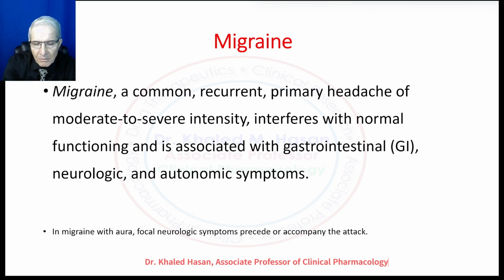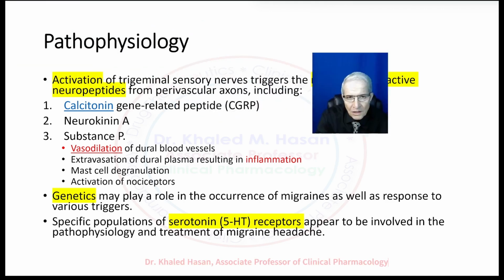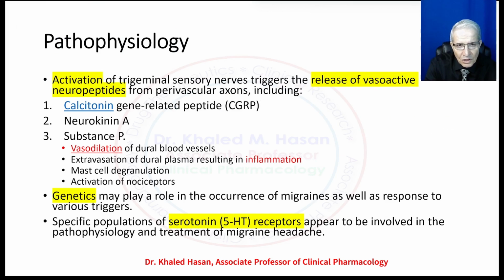Speaking about migraine, migraine is known as a common recurrent primary headache of moderate to severe intensity. Migraine may interfere with normal functioning and is associated with gastrointestinal symptoms, neurological symptoms, or autonomic nervous system symptoms. In our session, we are going to focus on the pathophysiology and then the best approach for patients who suffer from migraine.